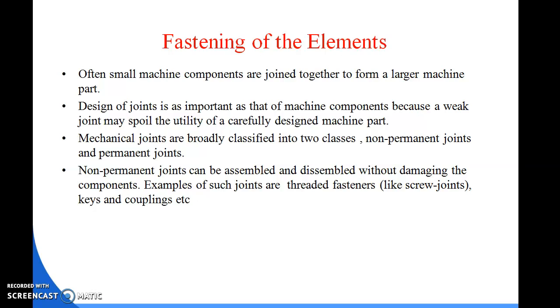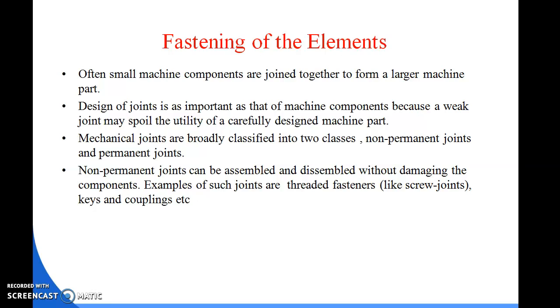Non-permanent joints can be assembled and disassembled without damaging the components. Examples are threaded fasteners, screw joints, keys and couplings. The non-permanent joint is also called the temporary joint. What is temporary fastening? It is the type of fastening which can be disassembled without destroying the connecting components, like a key joint, cotter joint, pin joint, or knot bolt joint.